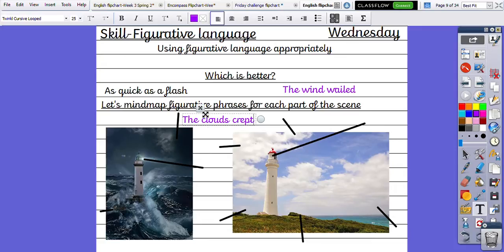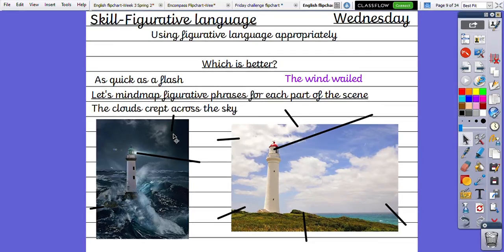So I'm going to use the clouds crept across the sky. And I've used personification again here. So really only humans or animals can creep, but we know what we mean, that the clouds are very, very slowly moving across the sky. This gives a very ominous feeling and a dark feeling to this scene, which is exactly what we want. Have a go now at completing each of the arrows.